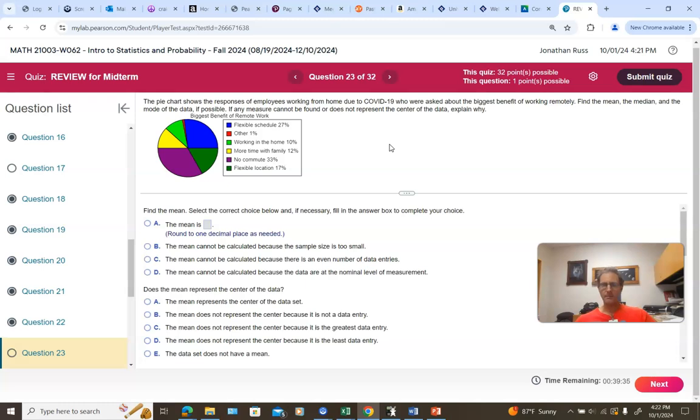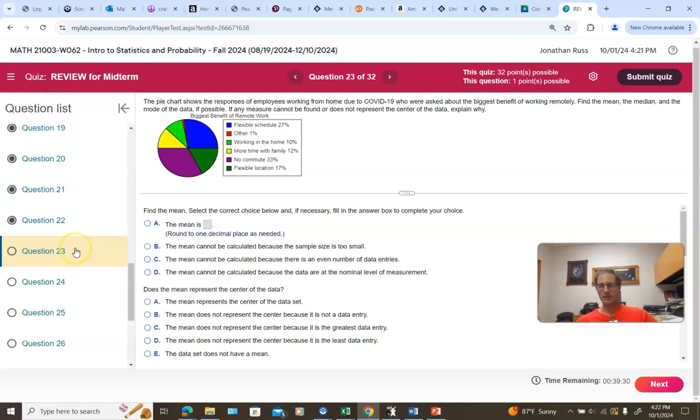All right, we're making progress. And this, by the way, guys, is exactly how your exam is going to look, or it should look anyway. Number 23 says the pie chart shows the responses of employees working from home due to COVID-19 who were asked about the biggest benefit of working remotely. Find the mean, the median, and the mode of the data if possible. If any measure cannot be found or does not represent the center of the data, explain why.